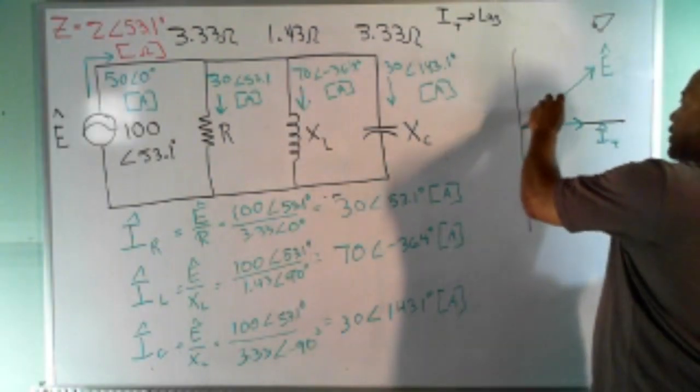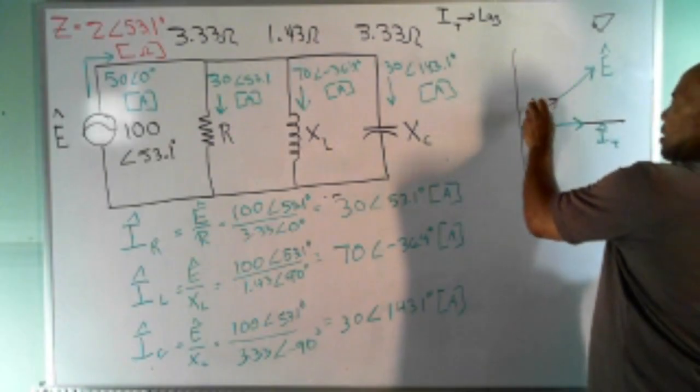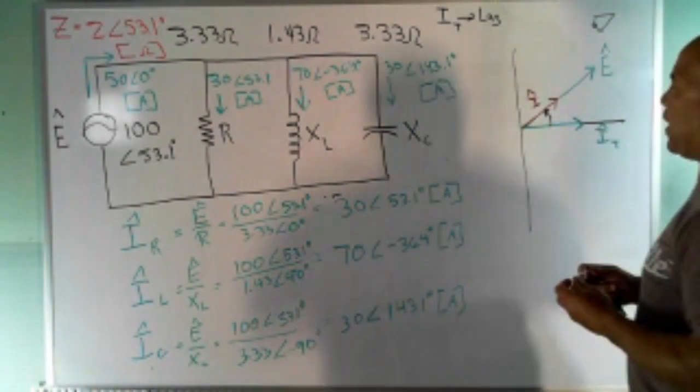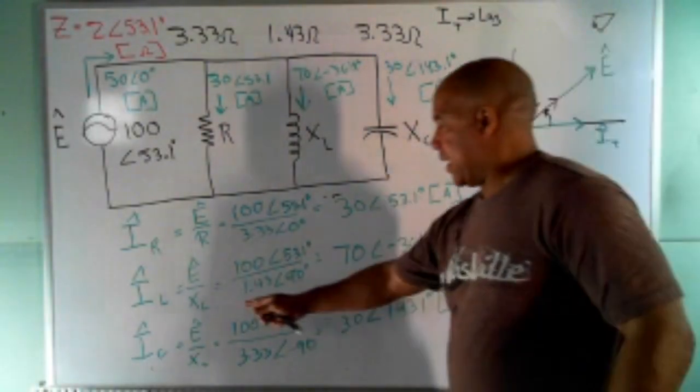Remember, the voltage and the current through the resistor are always in phase, so those two phasors are riding right on top of each other.